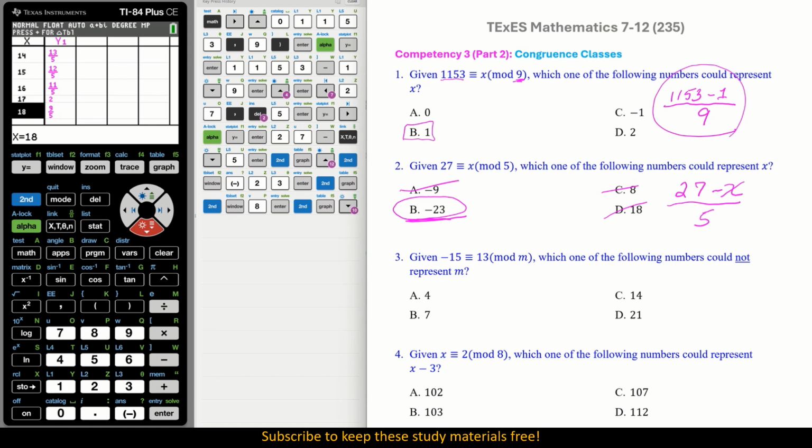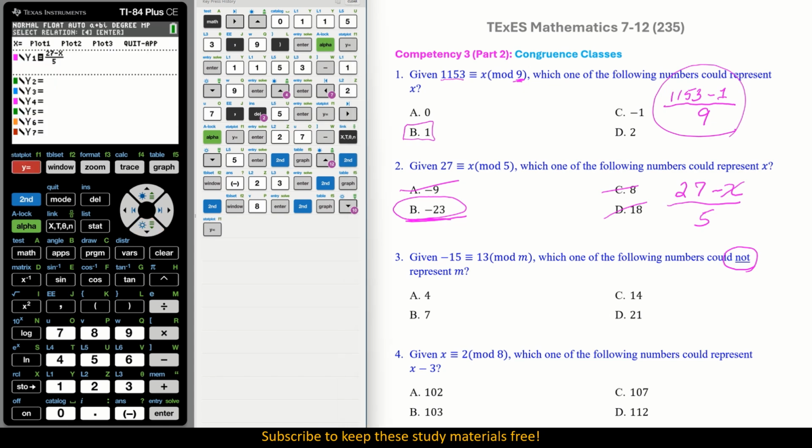Given negative 15 is congruent to 13 mod, I don't know, m, which one of the following numbers could not, that's important, could not represent m? Okay, we're going to put it in exactly the same way. As a matter of fact, let's just go and type over. So our number is negative 15, and we are going to subtract 13, and then go down, and in this case, m is going to have to equal x. So put your x in.